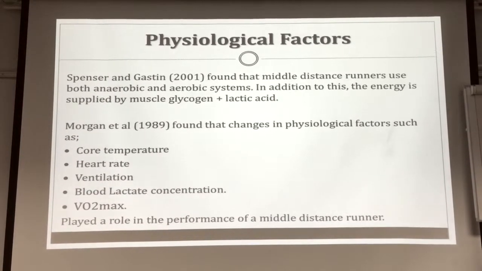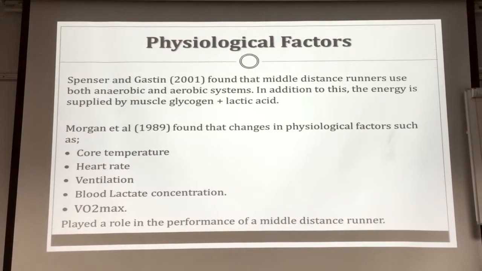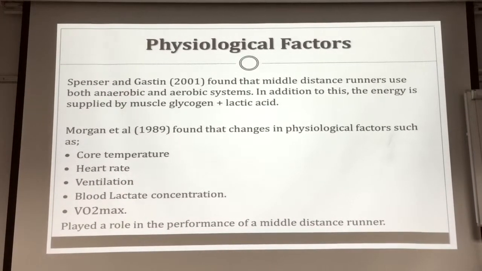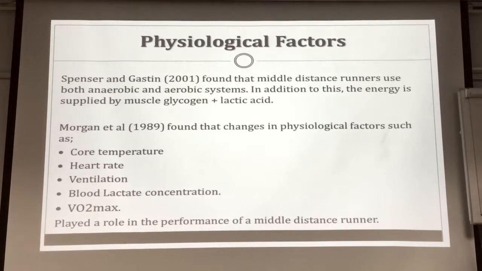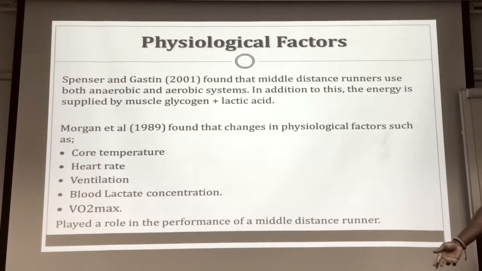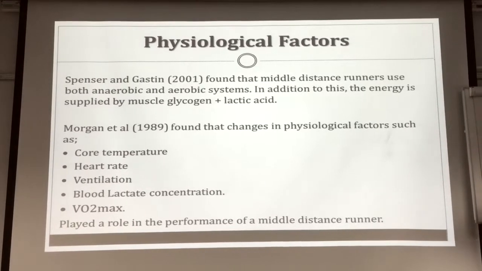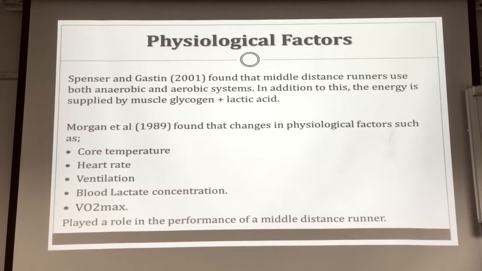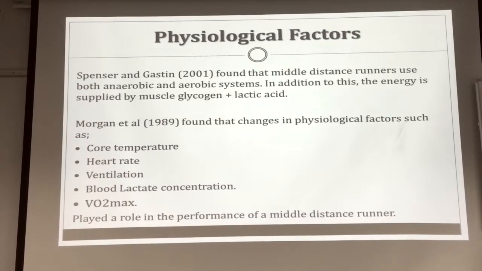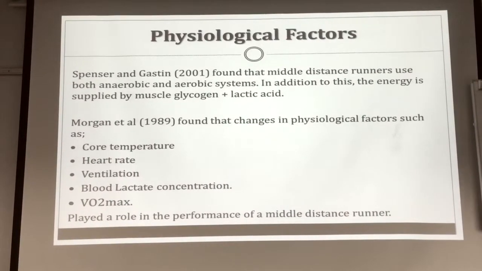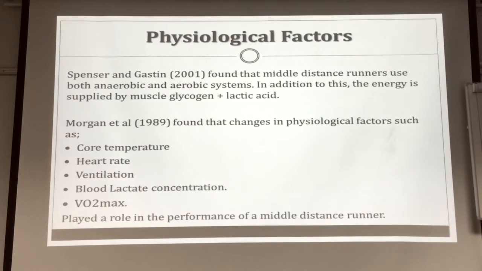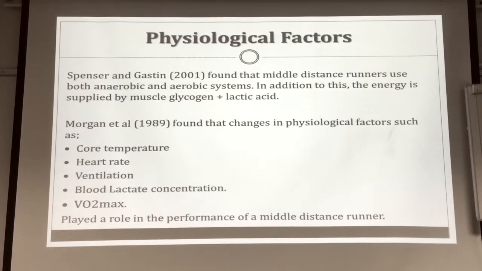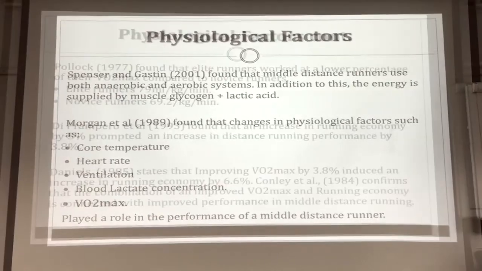VO2 max is the maximum oxygen that the athlete uses during performance, during middle distance running such as 1,500 meters or 3,000. So they're going to use the maximum, and they're going to push themselves to the limit to try to finish this race. All these 5 components play a role in the performance of a middle distance runner.